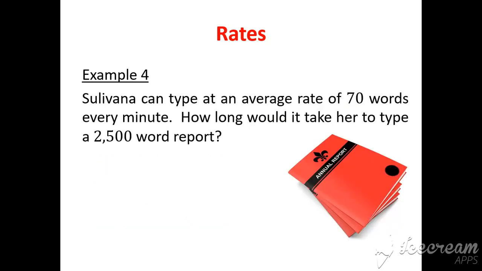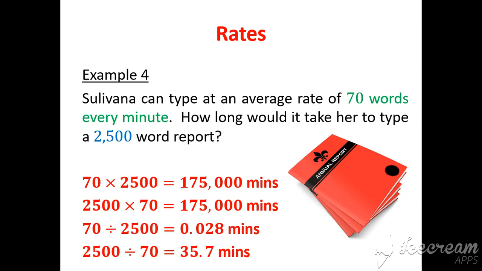Right, Silvana can type at an average rate of 70 words every minute. How long is it going to take her to type a 2,500 word report? So her typing speed is 70 words every minute, and we're trying to get up to 2,500 words. So here are our 4 possible answers of multiplying and dividing. Once again, let's decide what's the correct answer.